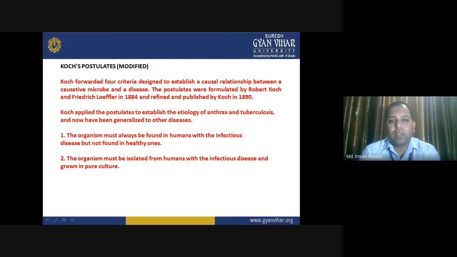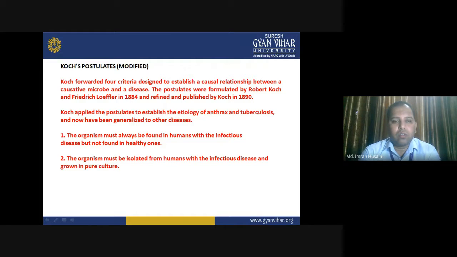Koch applied the postulates to establish the etiology of anthrax and tuberculosis, and they have now been generalized to other diseases also. So, this work laid the foundation, and that has significantly made us able to formulate the vaccine for coronavirus also. So, he gave the basic principles that are applicable to this day, still functional in nature.